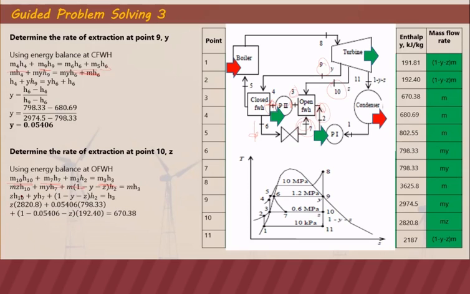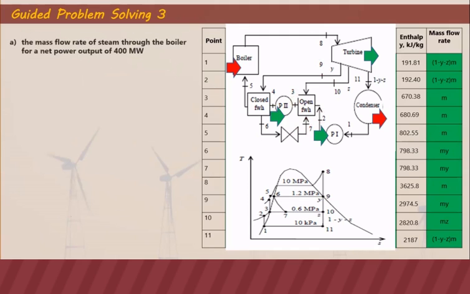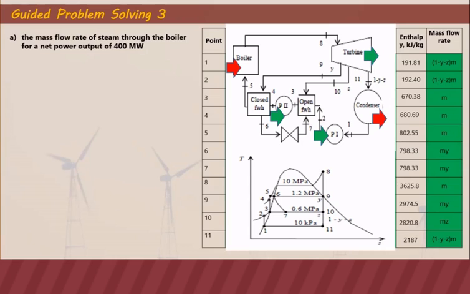So we just substitute the enthalpies and the value of y that we computed earlier, and then our only unknown is z. You can use algebraic manipulation to solve for z, and z is equal to 0.1694. So the rate of extraction at point 9 is 0.05406, and z, the rate of extraction at point 10, is 0.1694. So we can now calculate the unknowns.